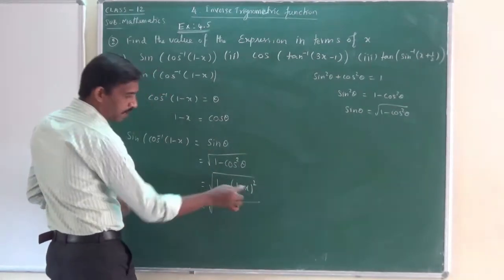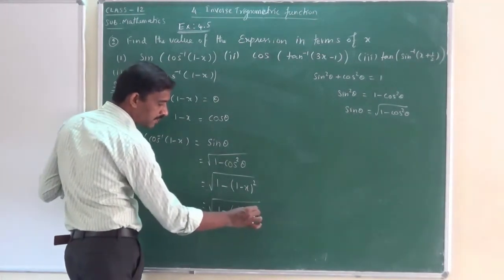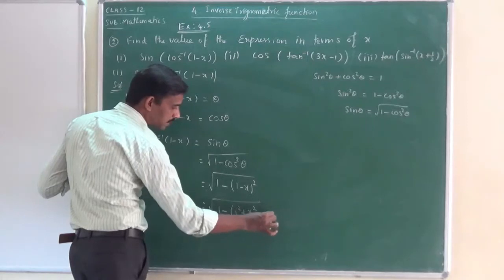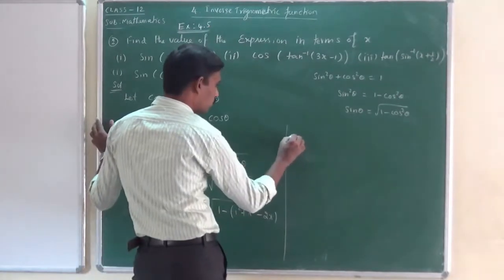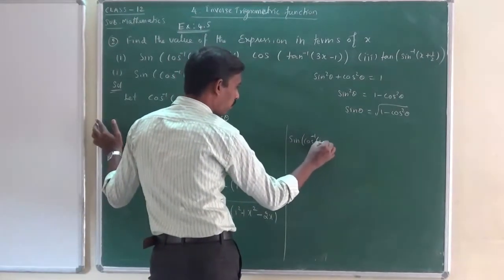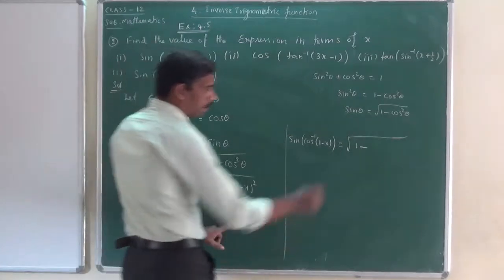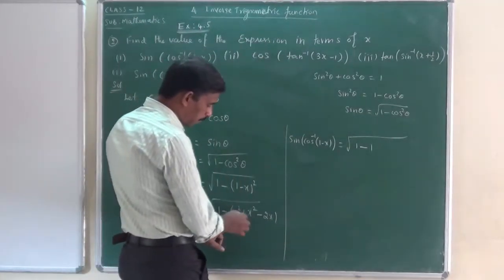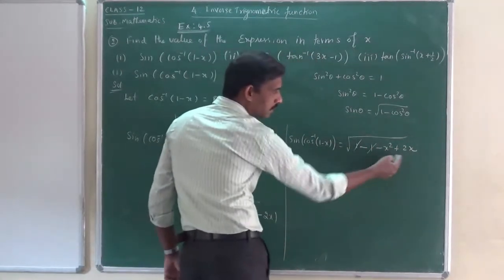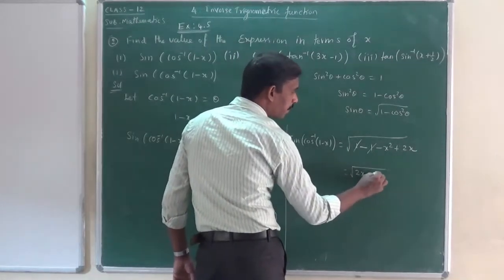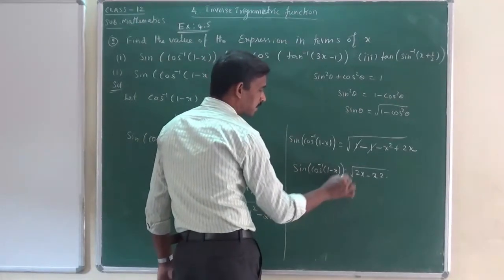Now I want to expand it using the a minus b whole square formula: a square plus b square minus 2ab, so 2x. Now take it and distribute the minus inside. So sine of cos inverse of 1 minus x is equal to square root of 1 minus 1, then minus x square, then plus 2x. This minus 1 and plus 1 will be cancelled. So we get 2x minus x square. This is nothing but sine of cos inverse of 1 minus x.